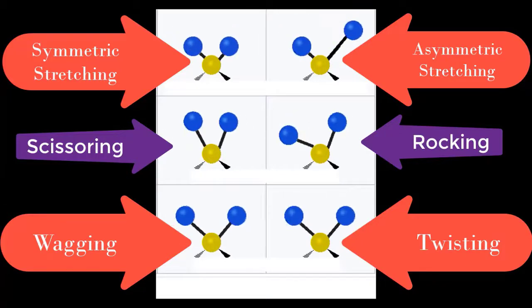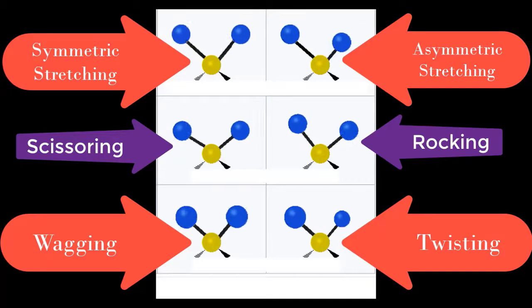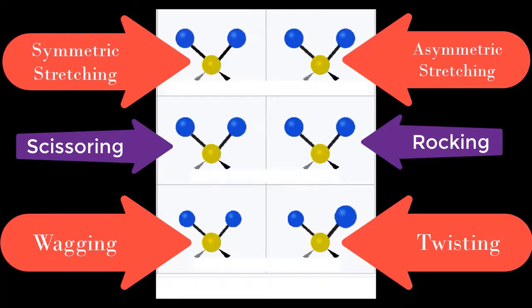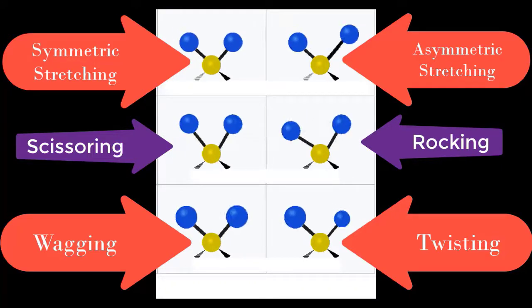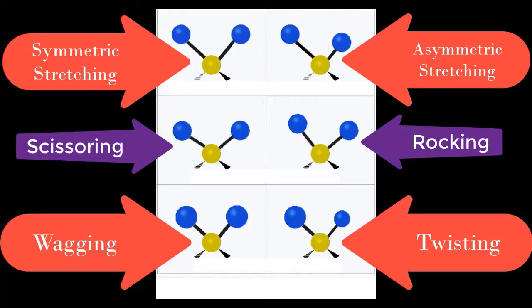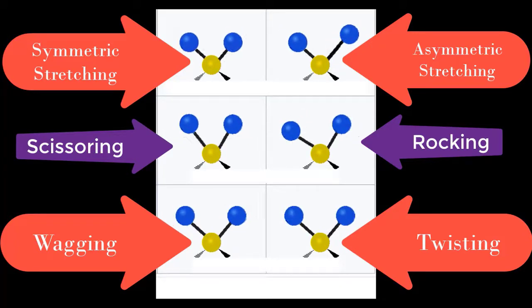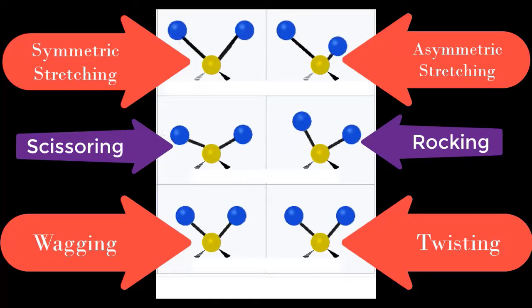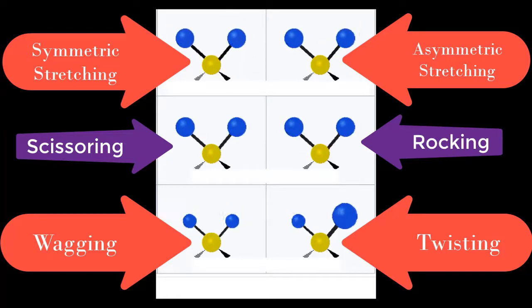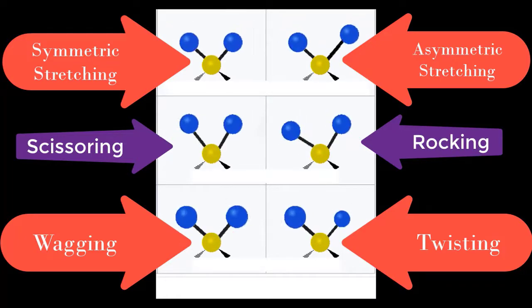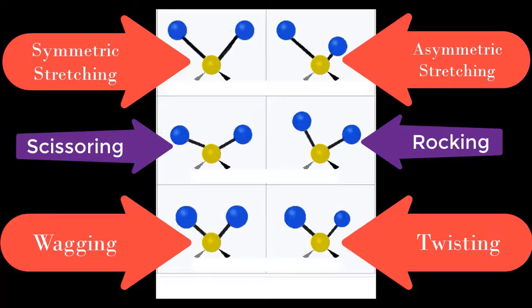From this animated view we can get a clear idea of the different types of vibrations. In the top left it is symmetric stretching, top right asymmetric stretching, middle left it is scissoring, middle right it is rocking, bottom left it is wagging, and bottom right it is twisting.